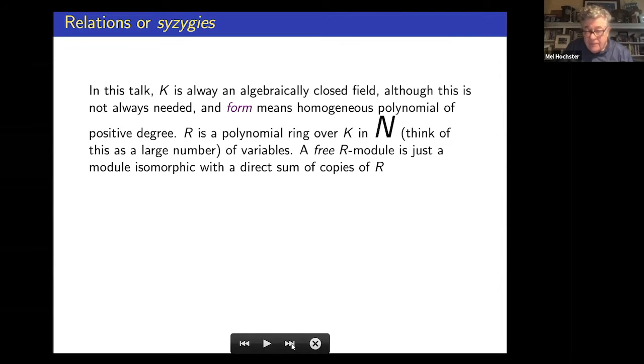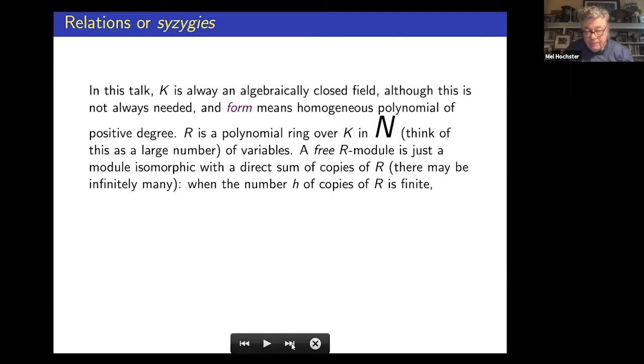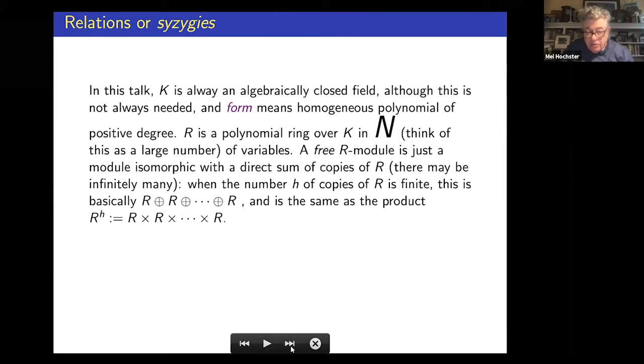And so I want to remind you that a free R module is just basically a direct sum of copies of R, and it could be infinite. The polynomial ring itself is a direct sum of infinitely many copies of the field, for example. But when you have a finite number of copies, the module is just basically this finite direct sum, and it's the same as the product of H copies of R.